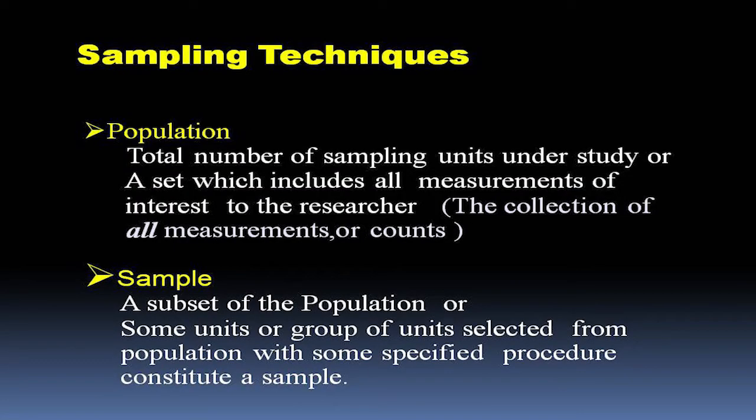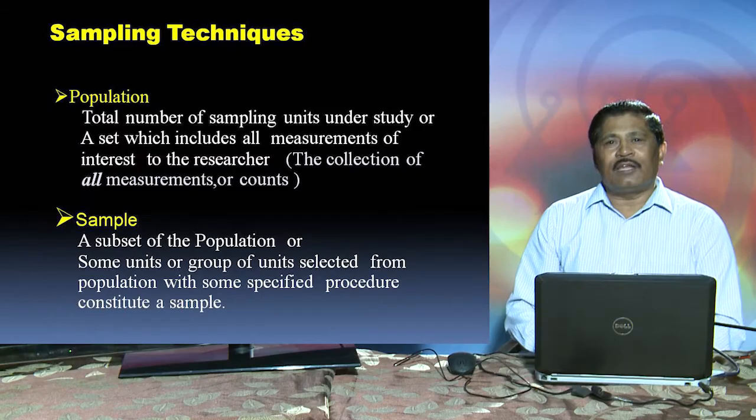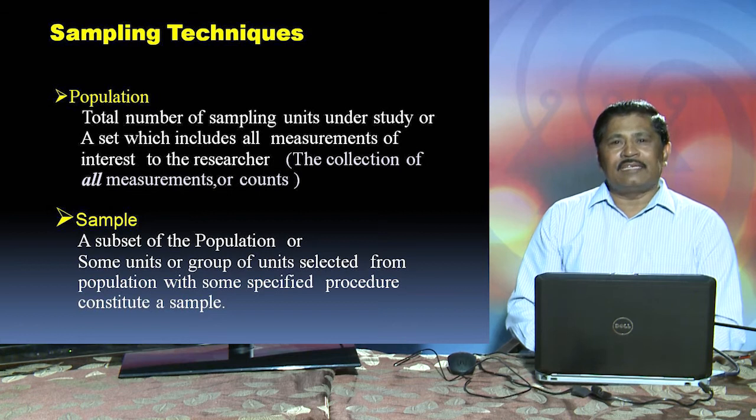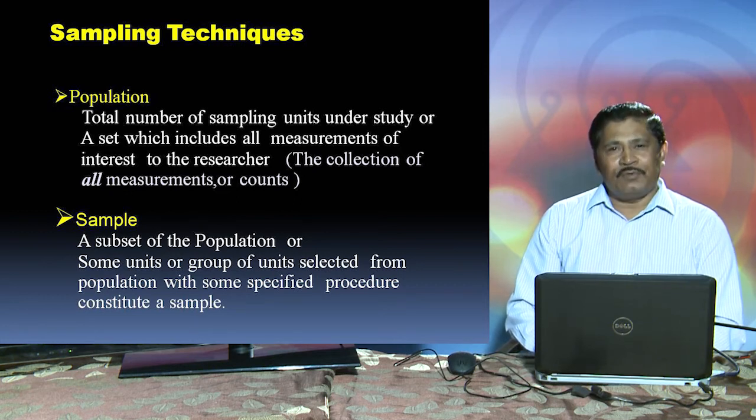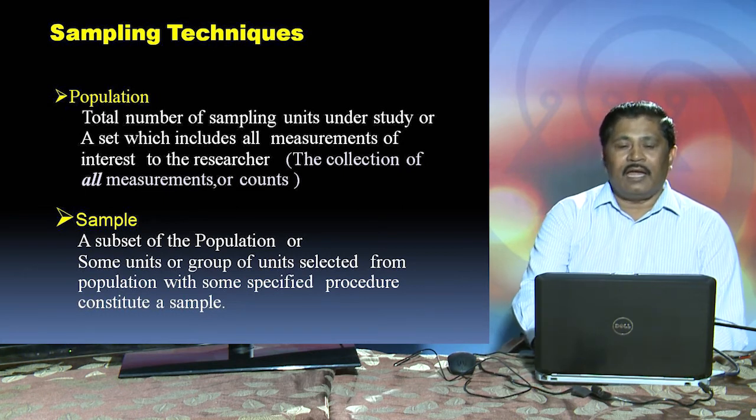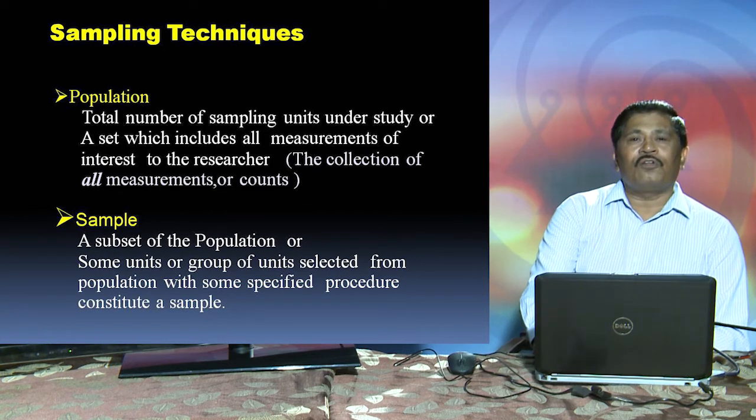And what is my sample? A unit or group of units selected from the population with some specified procedure is nothing but a sample. So when we say sampling, there are two important words: population and sample. You have to remember these two words: population, the total number of units under study, and sample, some units or group of units selected from the population with some specified procedure. These two words are very important, and we have to remember them before we go to the techniques of sampling.